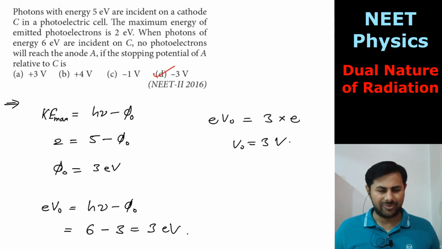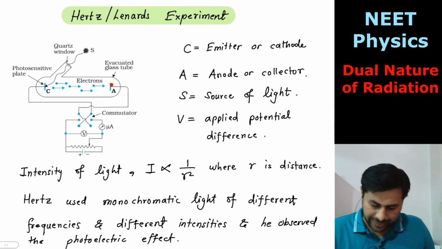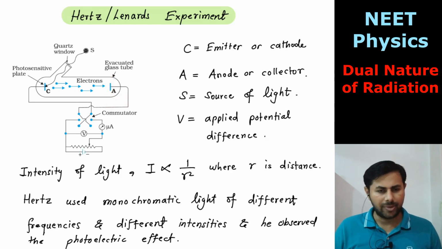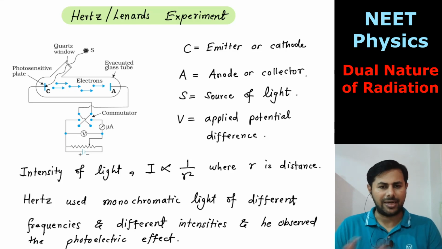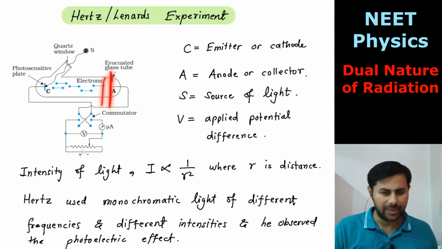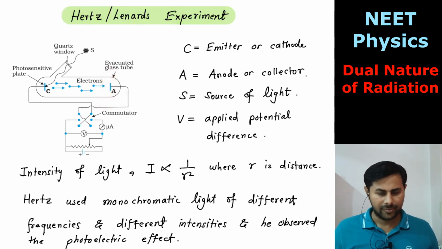Stopping potential is always negative. The negative potential that we apply to the anode is called stopping potential, and stopping potential is always negative, it's not positive. So if there were options like 3, 4, 5, 6, then 3 is correct, but if 3 and minus 3 are both there, then the answer should be minus 3 only, because it's the negative potential that we apply to the anode. This is clear?